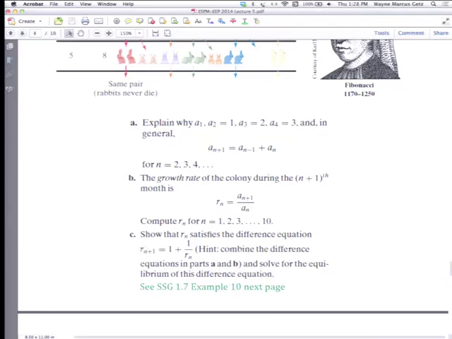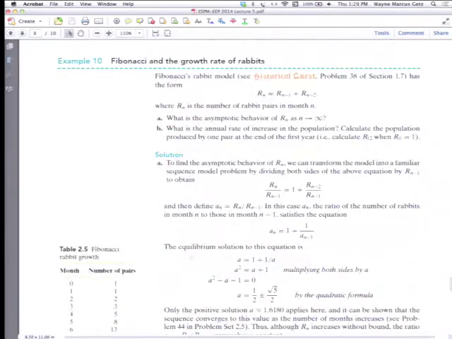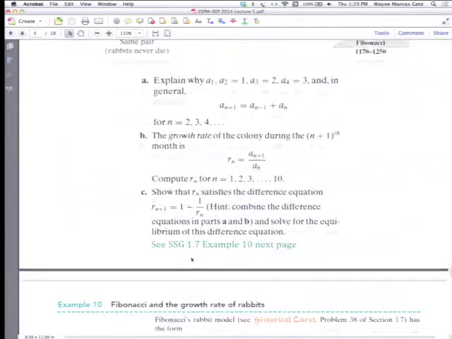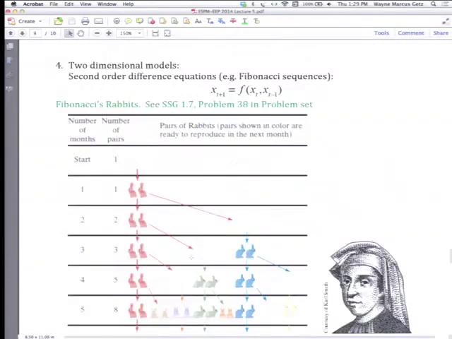And that equation says that R n plus 1 is equal to 1 plus 1 over R to the n. And if you can't work that out, there's the example worked out in the textbook. So now the interesting thing about a model like this is that it's a two-dimensional model in that it has two arguments. Can it be written in a form like this?